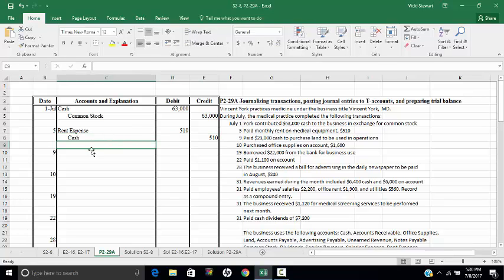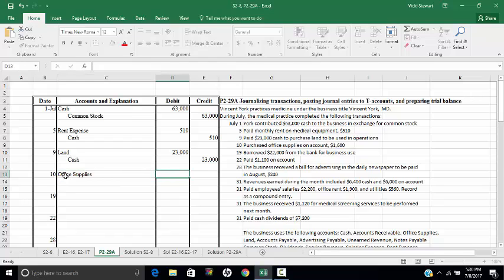Then on July 9th, it says that we paid $23,000 cash to purchase land to be used in operations. So land will be our asset that we received for $23,000, and then we're going to credit cash for $23,000 because we actually paid cash for it. Then on the 10th, we purchased office supplies on account for $1,600. So we're going to debit office supplies, which is the asset, for $1,600. And since we got the office supplies on account, we've got an accounts payable that we'll need to pay in the future.